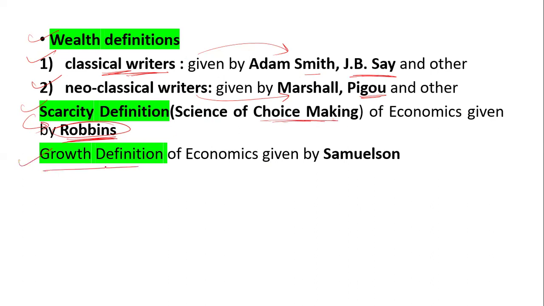Next thing, the growth definition of economics is given by Samuelson. Wealth definition is divided into two categories: classical and neoclassical. Classical is given by Adam Smith and J.B. Say. Neoclassical is given by Marshall and Pigou, scarcity is given by Robbins, and growth is given by Samuelson. Okay. Clear?